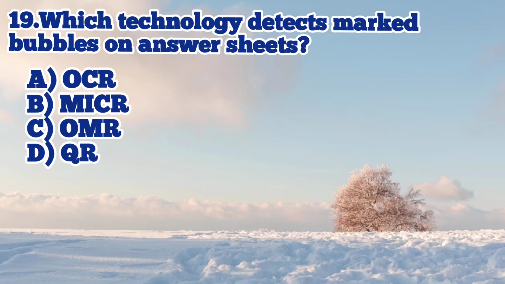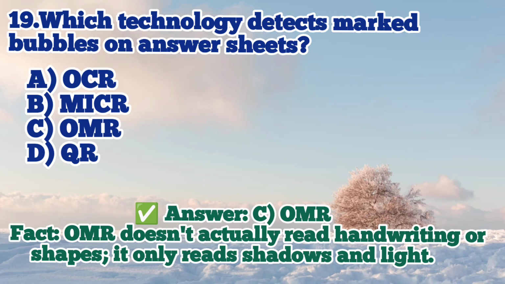Which technology detects the marked bubbles on an answer sheet? The answer is OMR. OMR does not actually read the handwriting or shapes. It only reads the shadows and light.